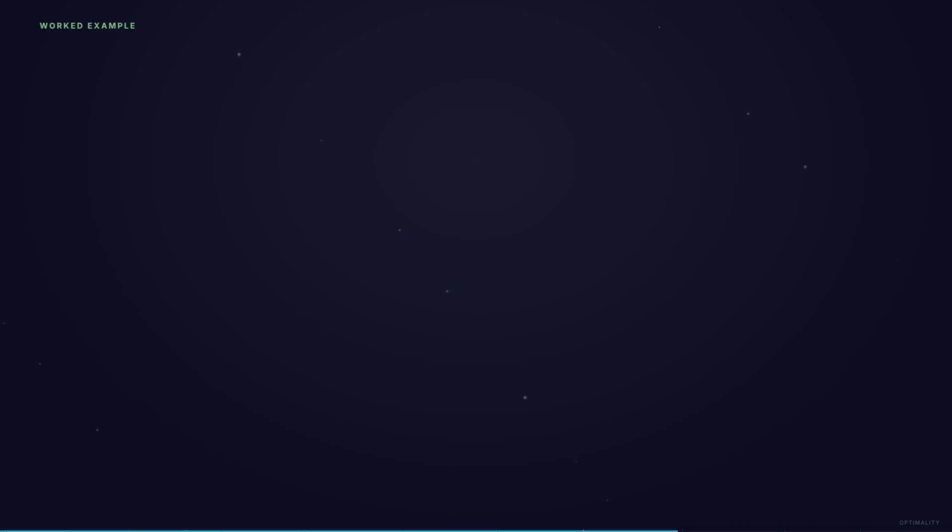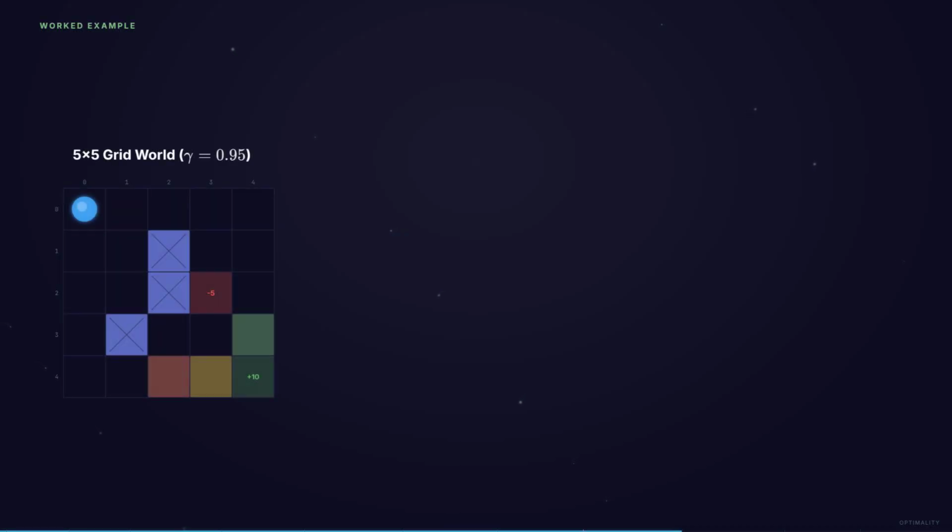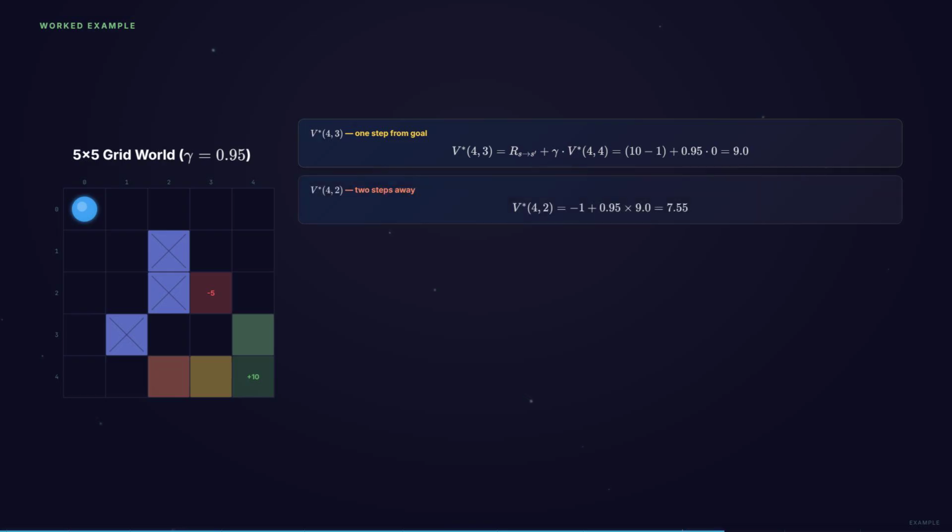Let's compute some values on our 5x5 grid world. The goal is at position 4-4 with reward plus 10. The trap is at 2-3 with reward minus 5. Every step costs minus 1. Gamma is 0.95. Under the optimal policy, the agent always moves toward the goal by the shortest path. From position 4-3, one step from the goal, the reward for entering the goal is plus 10 minus the step cost of 1, giving us 9. From 4-2, two steps away, V star equals minus 1 plus 0.95 times 9, about 7.55.